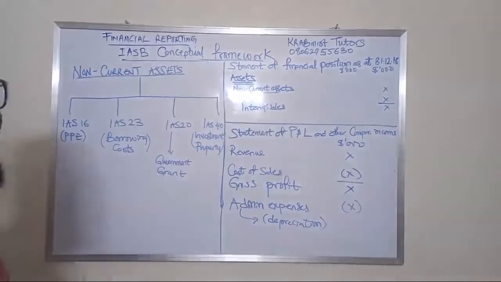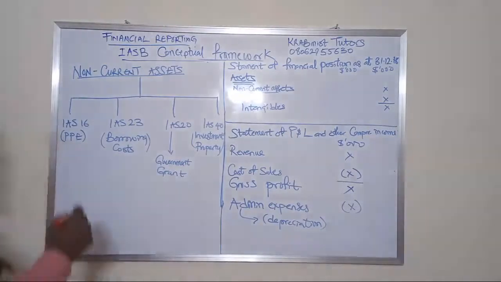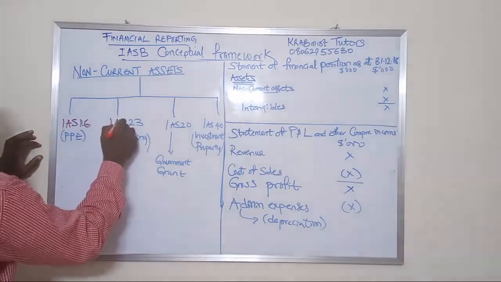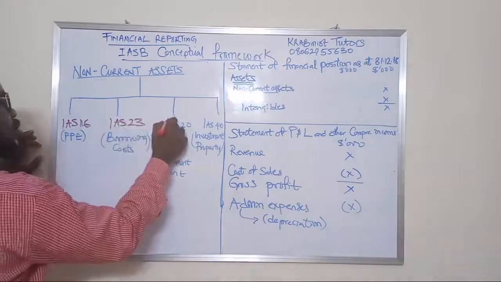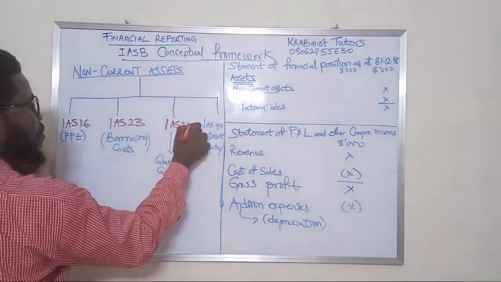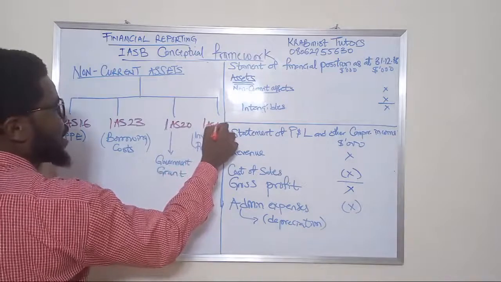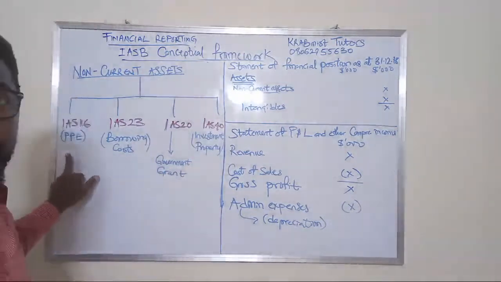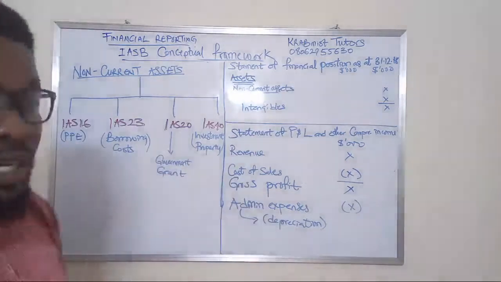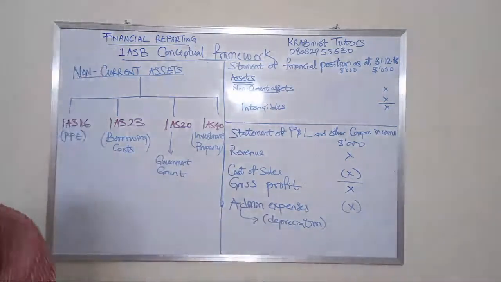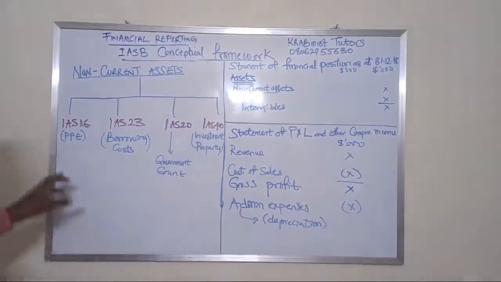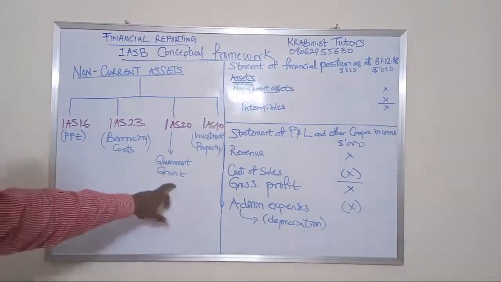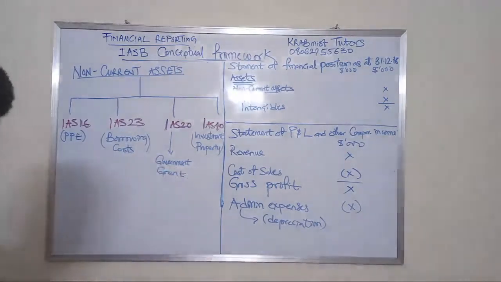There are 4 standards that fall under non-current assets: IAS 16, IAS 23, IAS 20, and IAS 40. We'll talk about IAS 16 today, and we'll finish this off in our next class. IAS 16 has to do with property, plant and equipment, IAS 23 borrowing costs, IAS 20 government grants, and IAS 40 investment property.